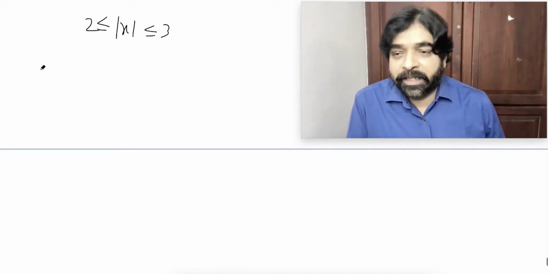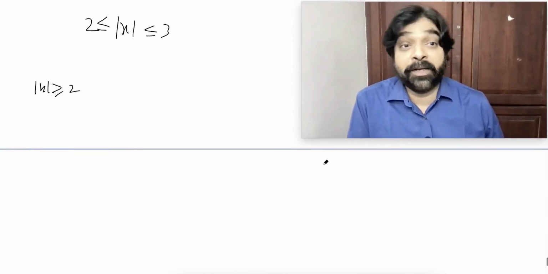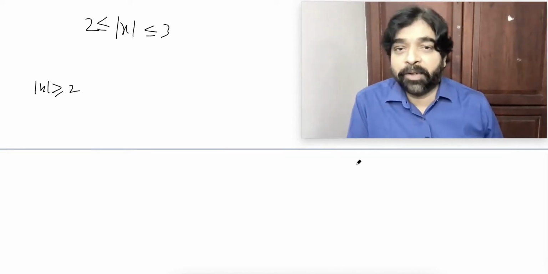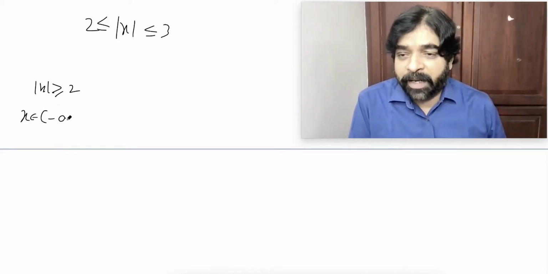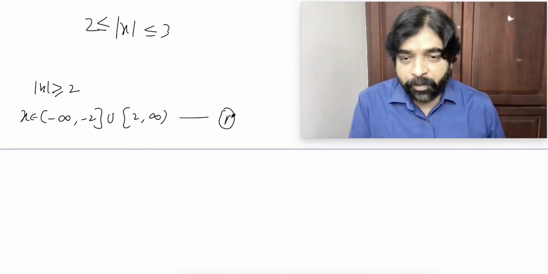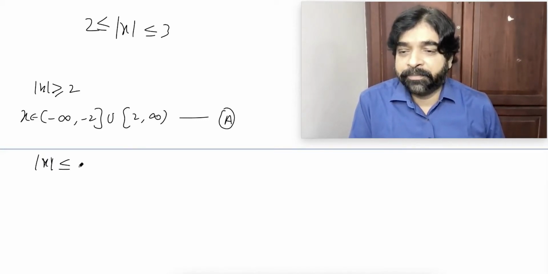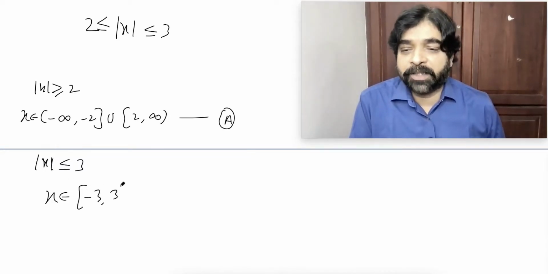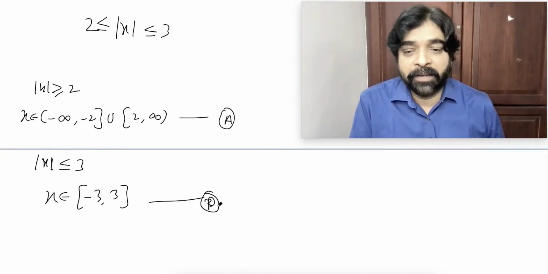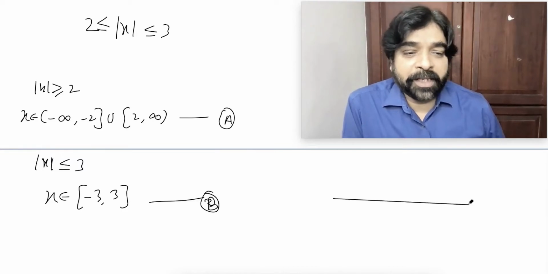So what will you say in this case? First I will solve mod x greater than or equal to 2. Here I will apply the formula: mod x greater than or equal to A means x less than or equal to minus A or x greater than or equal to plus A. Means x belongs to minus infinity to minus 2 closed, union 2 to infinity. That's your answer A, the first answer. Then mod x less than or equal to 3. If you solve this one, you will get x in closed minus 3 to plus 3. I am using the modulus inequality formula. Did you understand? Now between A and B, you have to take the intersection.